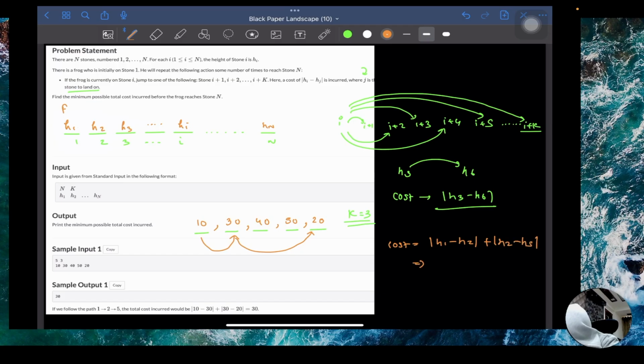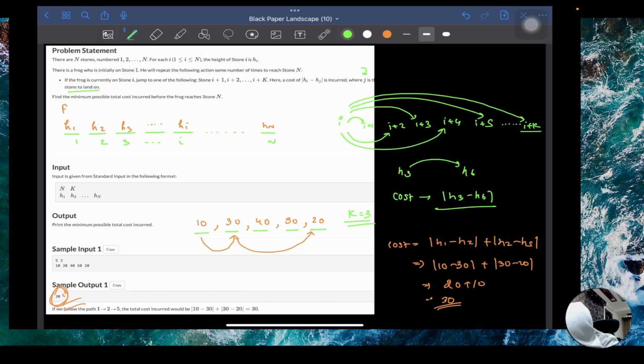This is going to be 10 minus 30 plus 30 minus 20. This is 20 plus 10. This is 30. So you can see the final answer is 30. You won't be able to get a cost less than that.